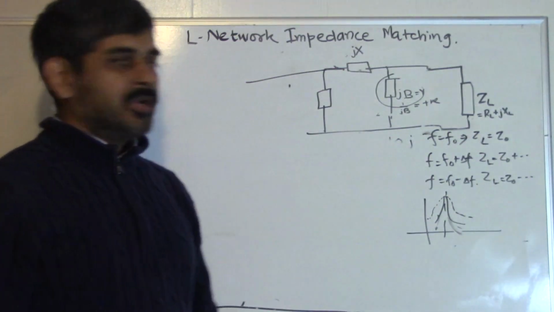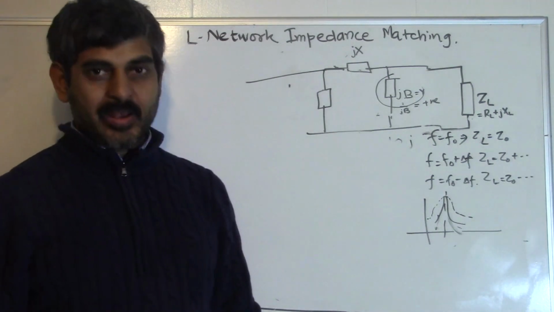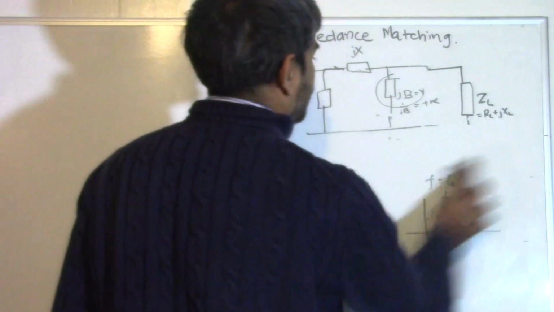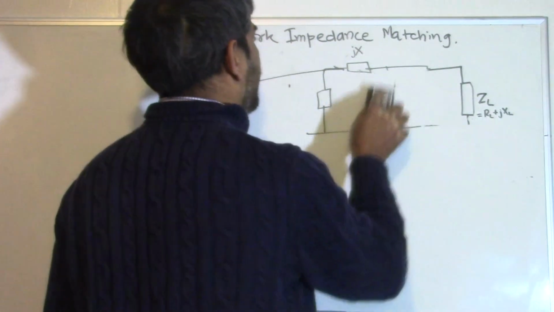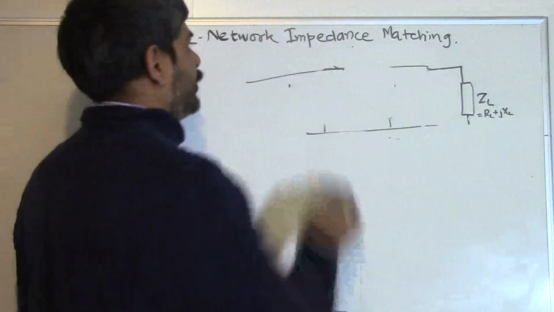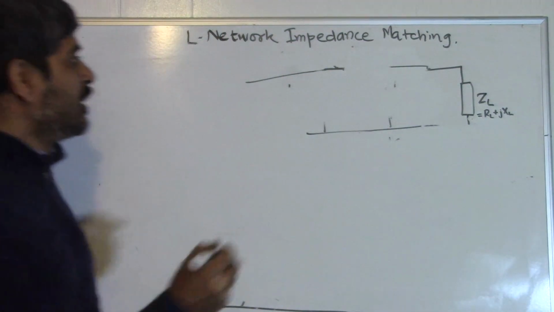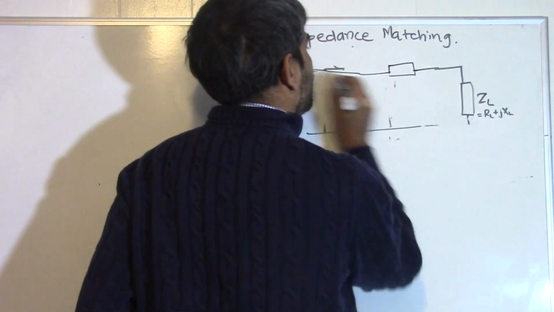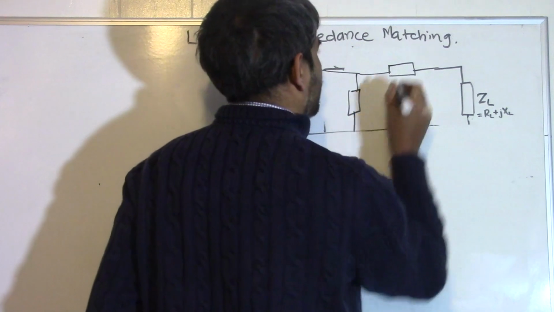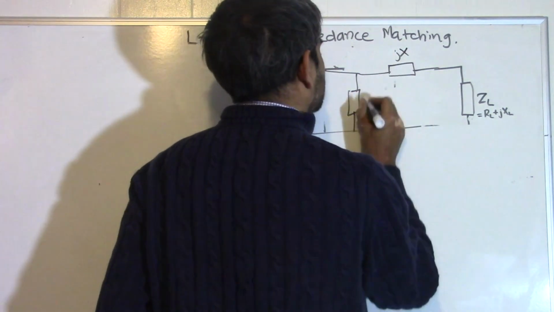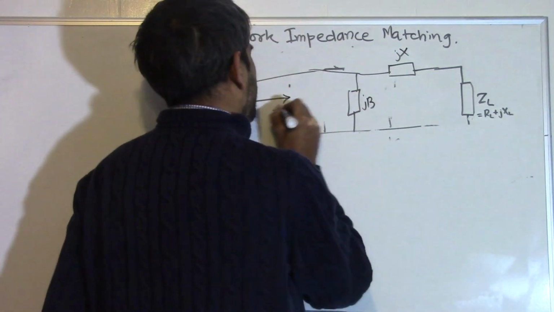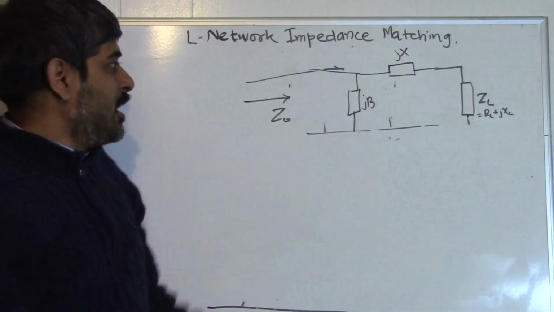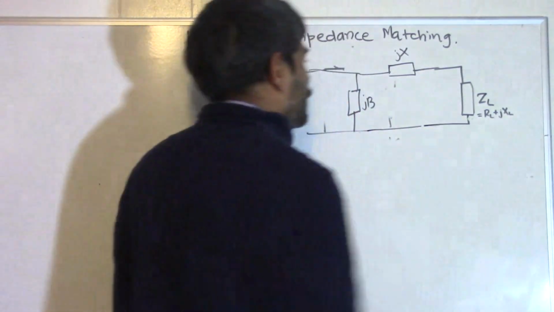So this will be the topic of maybe my next lecture. But before I finish this lecture, I wanted to give you another variation of this matching network. We could instead start with a series element here and then a shunt element here. Let's call it JX and let's call it JB. And the equivalent impedance of this network looking from here must be equal to Z0.